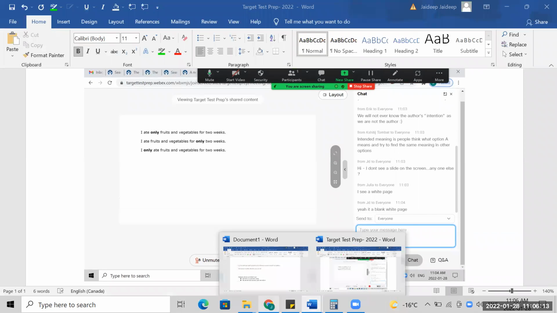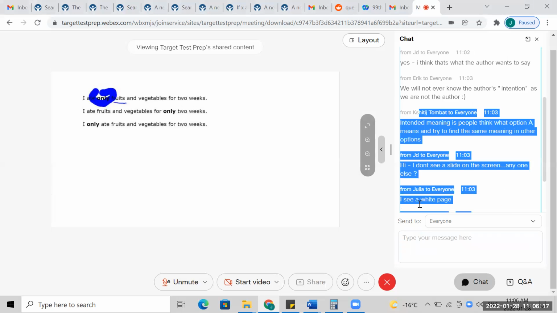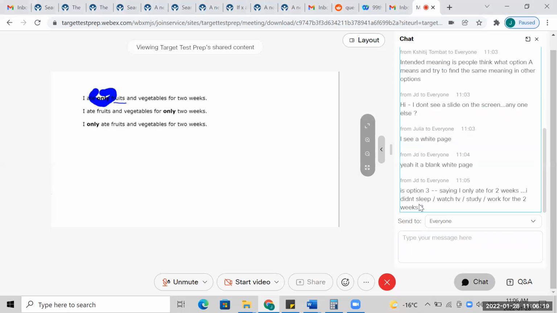Okay, great. The second one, I ate fruits and vegetables for only 2 weeks. Just by moving this one word, we've changed the meaning of the sentence. And we could have wrecked it. So let's see what this one, I ate fruits and vegetables for only 2 weeks. Now the only is focused on the 2 weeks. So the point of the second version is that my fruit and vegetable eating occurred for only 2 weeks.